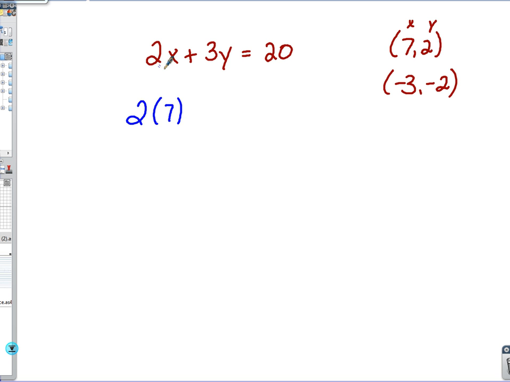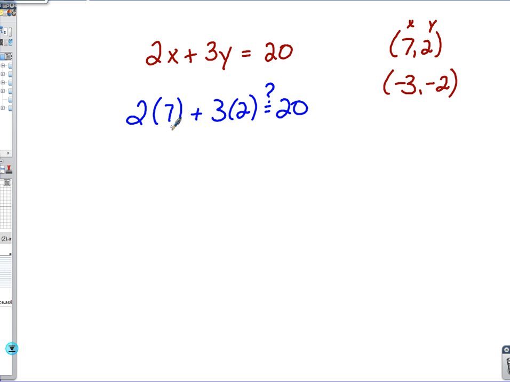Notice anytime you have a number and letter next to each other, that does indicate multiplication. 2x plus 3y is equal to 20, and I'm going to put a question mark there because I'm unsure. That's what we're testing to see: does it equal 20? We plug this in, we now evaluate.